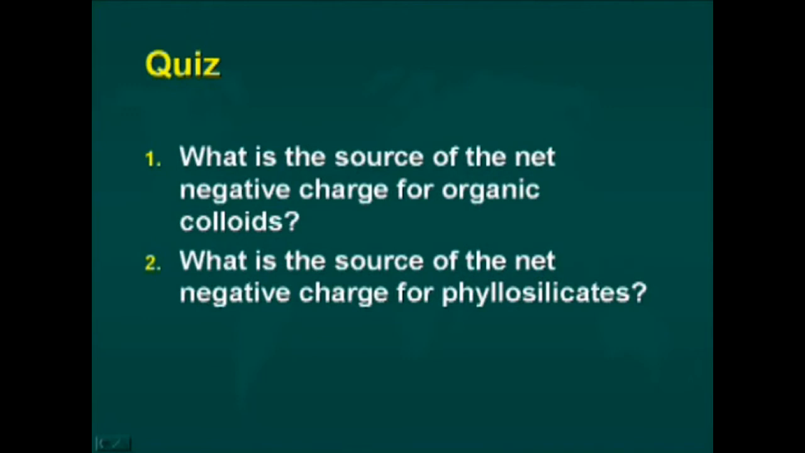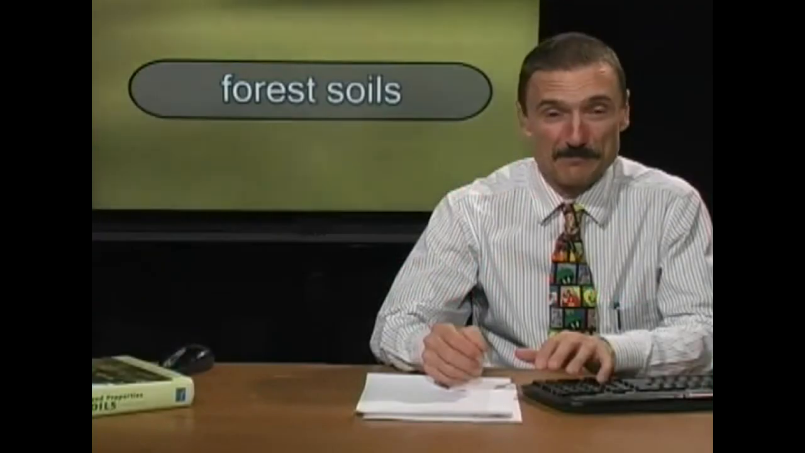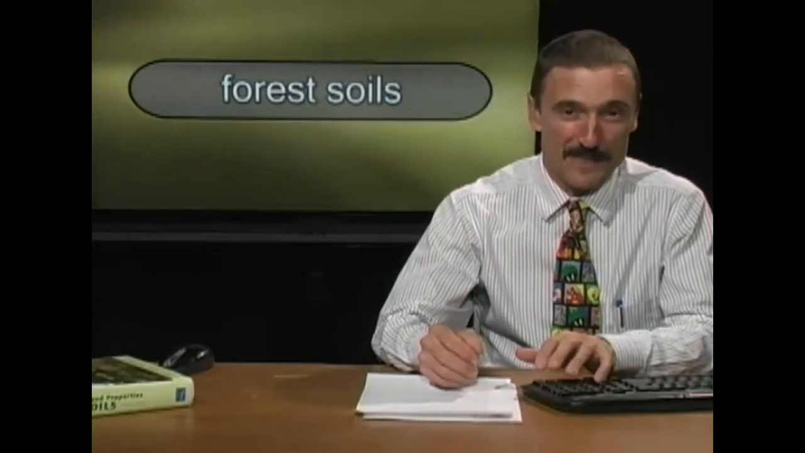So what's the answer for number 1? What is the source of the net negative charge for the organic colloids? And the answer is dissociation of hydrogen. And that was from those 3 groups: carboxyl, phenyl hydroxy, and alcohol hydroxy. Now it's very different for the phyllosilicates, and we go on. Here we go. Watch out for those phyllosilicates.